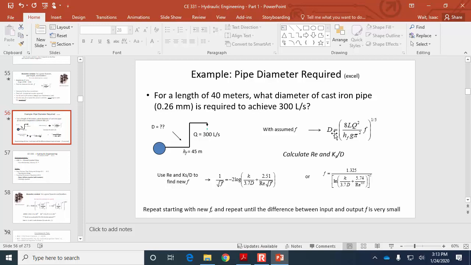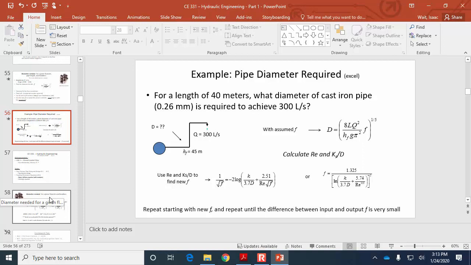And so as you work on your homework, I think it may be worth your while to review the lecture video from last time if you want a refresher on how to go through the spreadsheet and start with an initial guess and gradually converge towards the correct f value. So this is the accurate way to do that pipe diameter sizing.